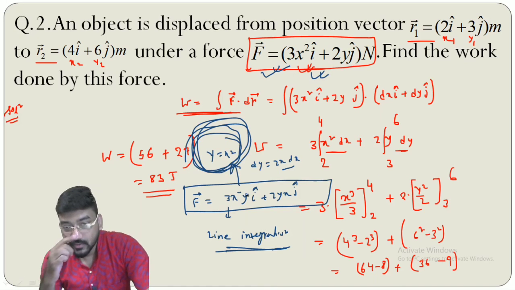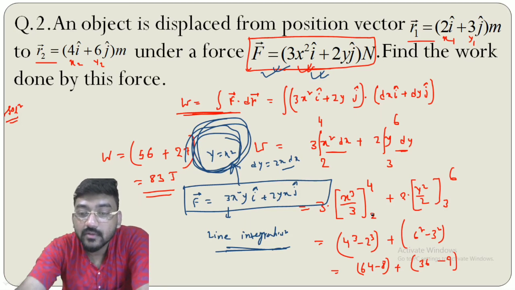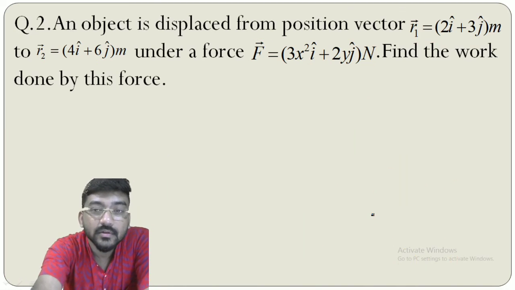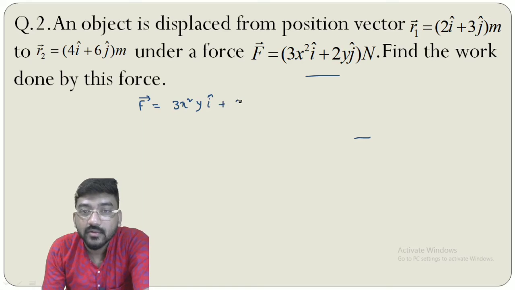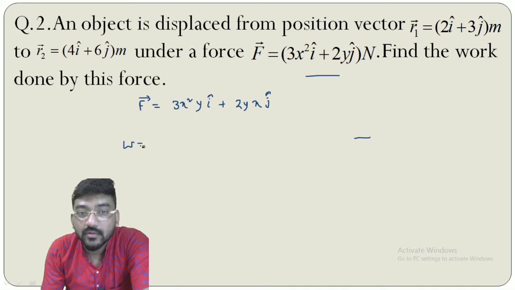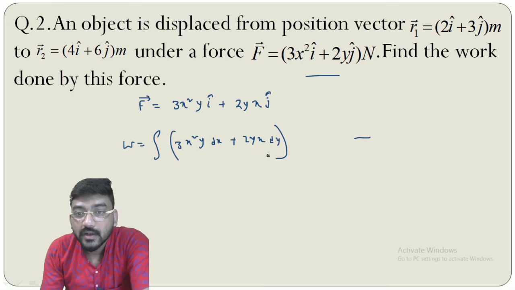Let me solve this case so you can understand. Suppose F is given instead of this in this way, 3x square y i cap plus 2yx j cap. Suppose they give you this. Then what will be your W? Integration F dot dr, then you will get 3x square y dx plus 2yx dy. You will get it in this way, but they will give you another extra equation.